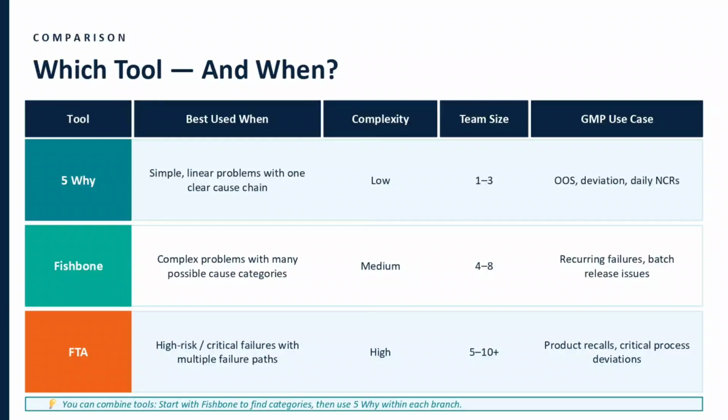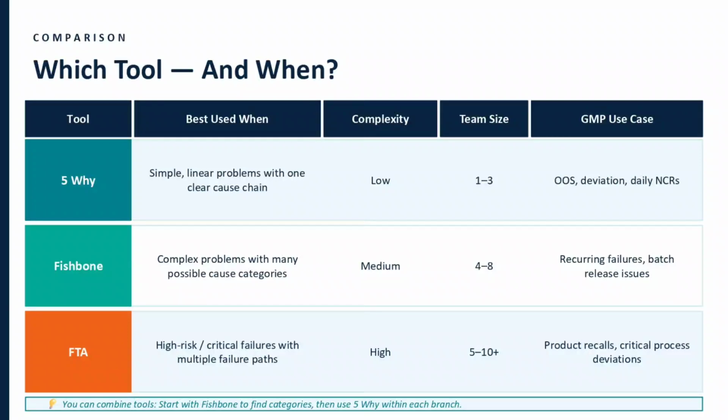FTA. This is for your most serious events. High complexity. Requires a larger team and proper facilitation. Use it for product recalls. Critical deviations, or any event that requires a comprehensive safety risk assessment.